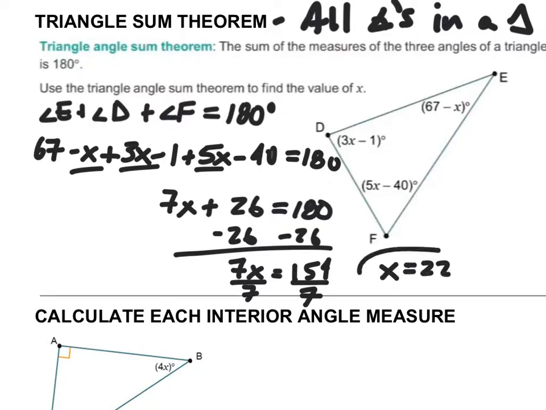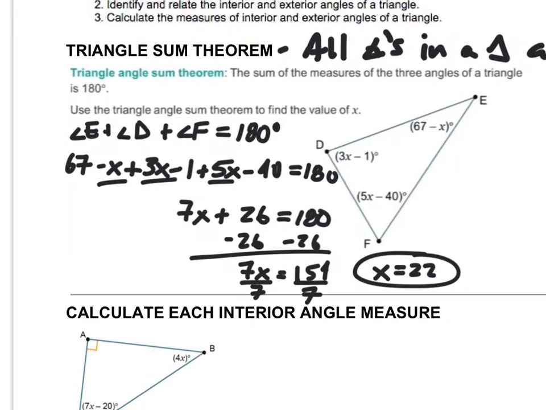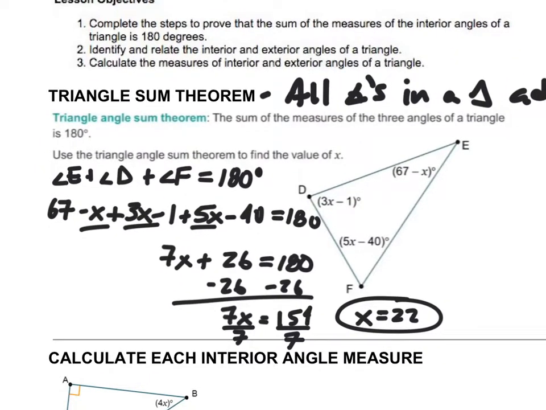Okay, so the point of all this is to not only be able to figure out the missing angles of a triangle if you're given two of them, but to also be able to set up an equation and solve for x. That's pretty important that you'll be able to do that.